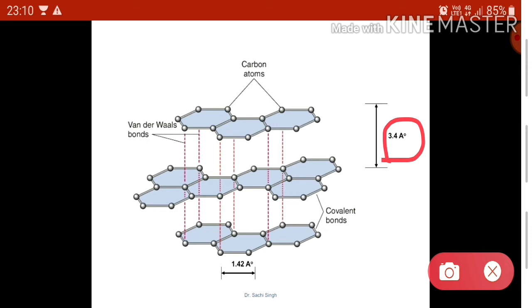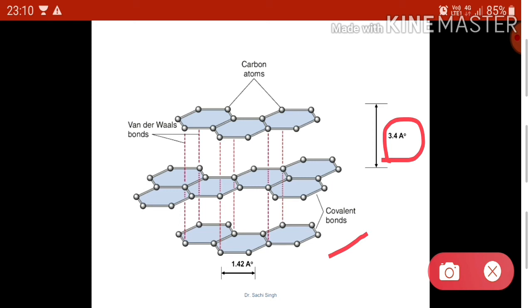Graphite also shows a high melting point. It can be easily explained by the covalent bonds, the sigma bonds. A sigma bond is a strong bond and needs a large amount of energy to break. That's why its melting point is very high. Okay, so there are mainly 3 important characteristics in the graphite structure.